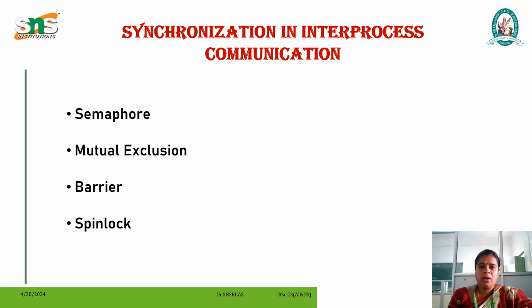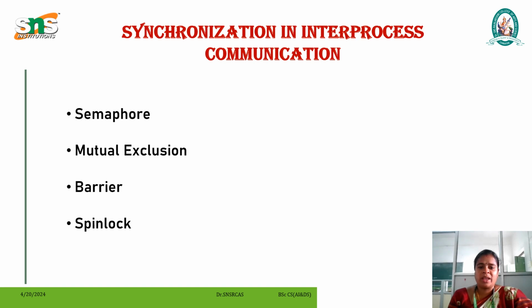Next one, synchronizing in interprocess communication. Synchronization is a necessary part of interprocess communication. It is either provided by the interprocess communication control mechanism or handled by the communicating processes. Some of the methods to provide the synchronization are as follows. First one is semaphore. A semaphore is a variable that controls access to the common resource by multiple processes. The two types of semaphore are binary semaphore and counting semaphore.